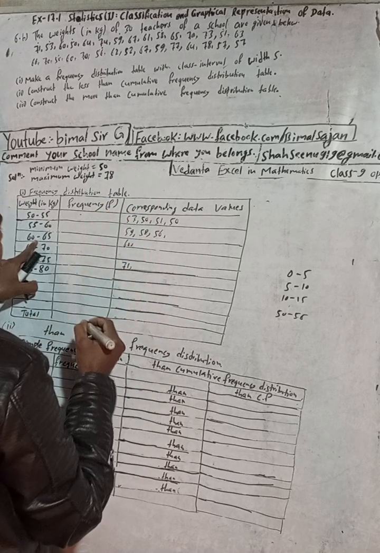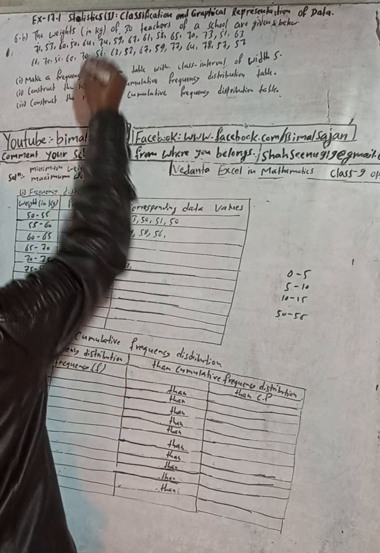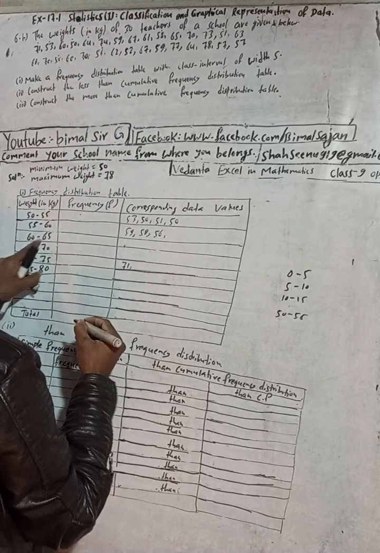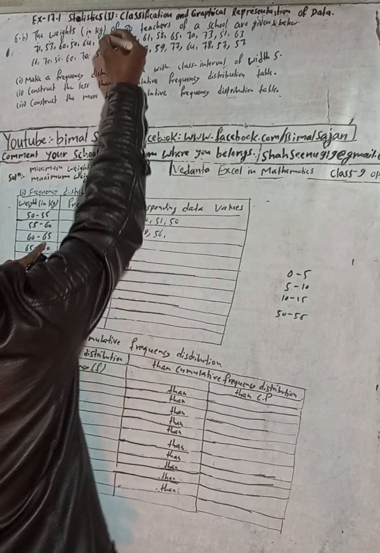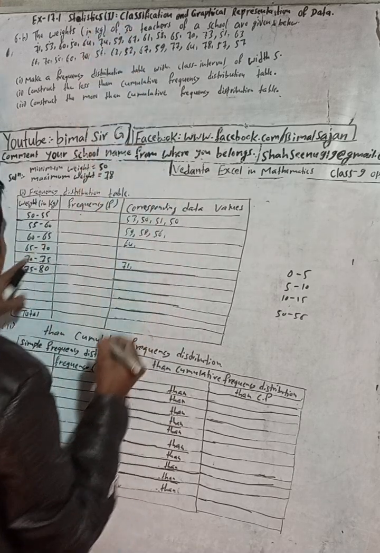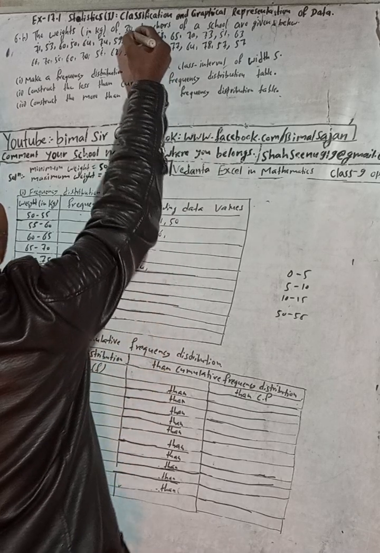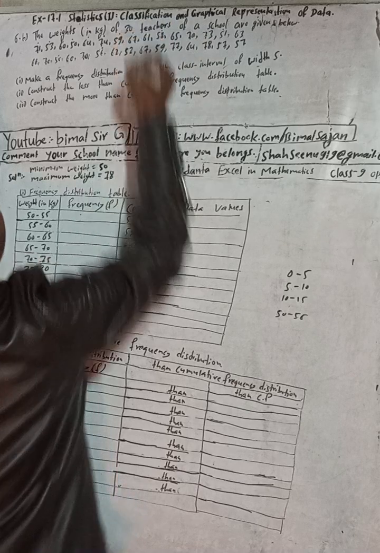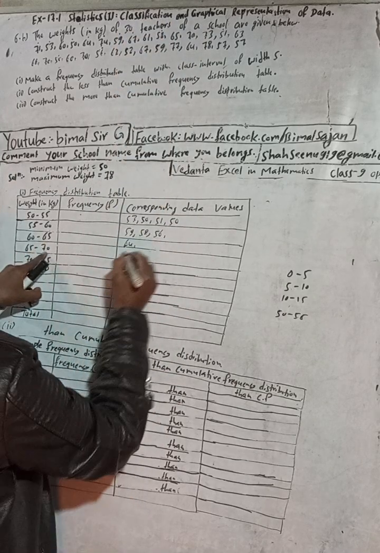Oh no, this is 64. So 64 will come under this. Now after 64, this is 74. 74 will be under here. And 59 is already taken. Then 67, 67 is here.